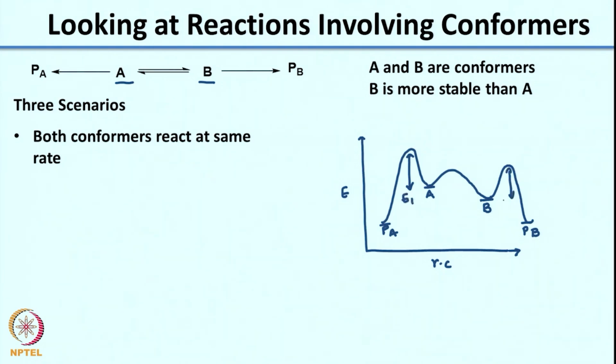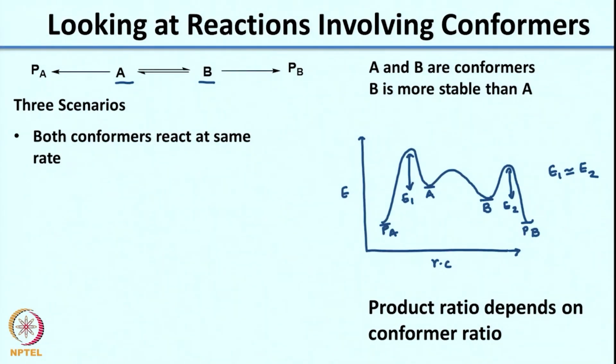So, if I call this E1 and I call this E2, E1 would be almost equal to E2. Now if both conformers are reacting at the same rates, what would decide which would be the major product? In this case, the major product ratio would depend mainly on the conformer ratio. So, if B is more stable than A, that would indicate that the major product would be PB as compared to PA, because the reaction rates for both of these are the same. And here I have shown the energies being the same.